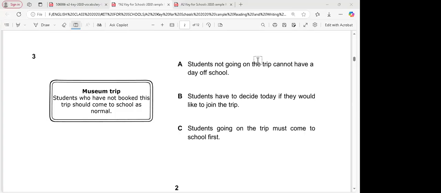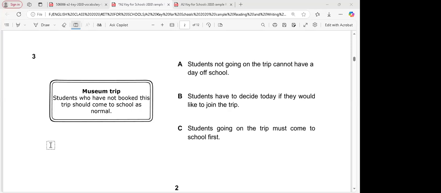Museum trip. Students who have not booked this trip should come to school as normal. Students not going on the trip cannot have a day off school. Students have to decide today if they would like to join the trip. Students going on the trip must come to school first.